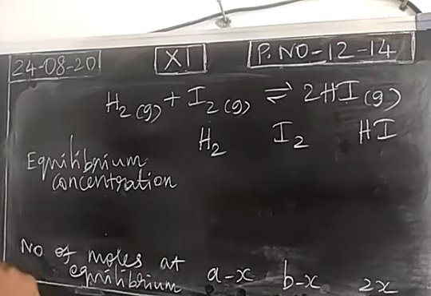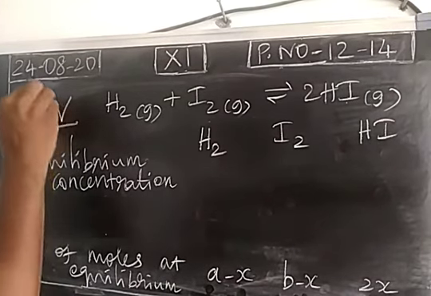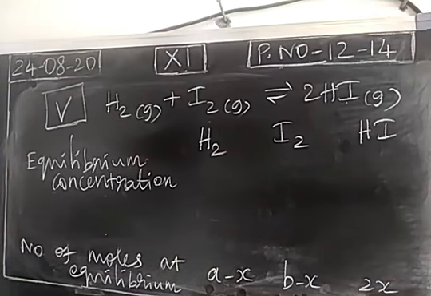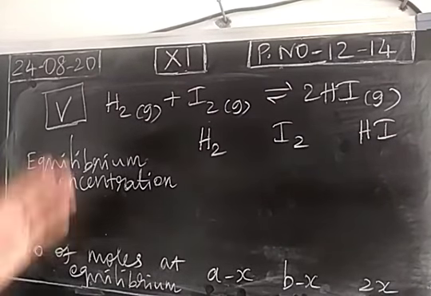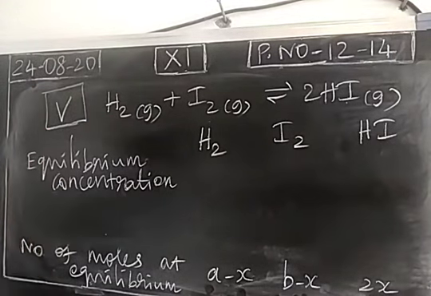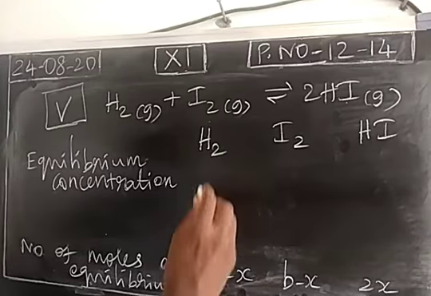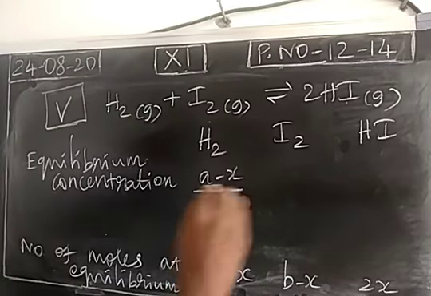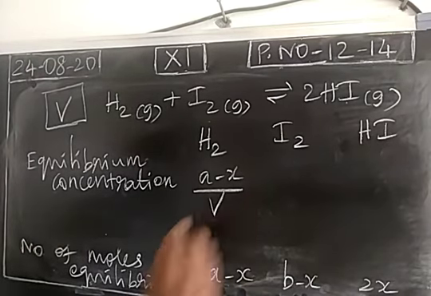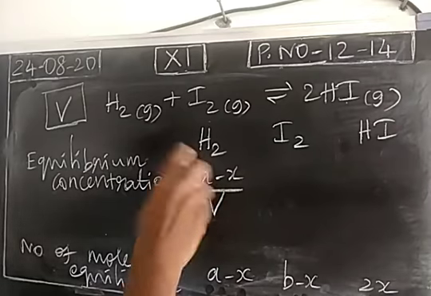Now the total volume of the container is considered as capital V. This is a gaseous homogeneous equilibrium reaction. So we take two gases in a container, and it provides a product. So the volume of the container is assumed as capital V. Number of moles divided by total volume is the concentration. Number of moles of hydrogen, A minus X, divided by total volume V. So this is the equilibrium concentration of hydrogen.